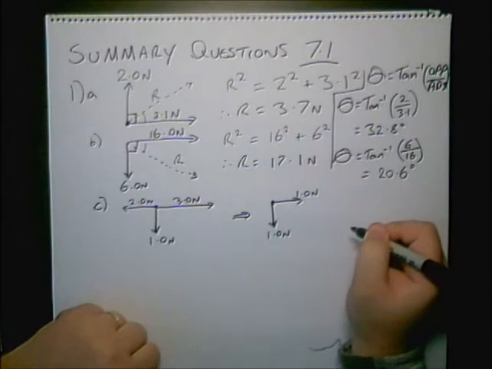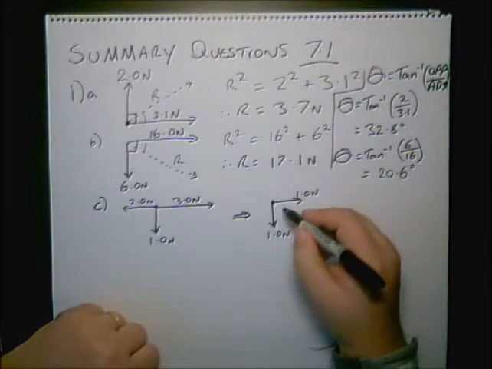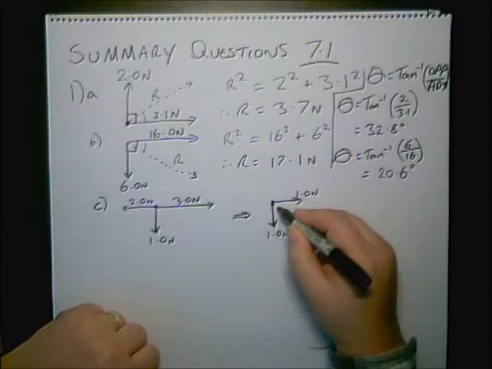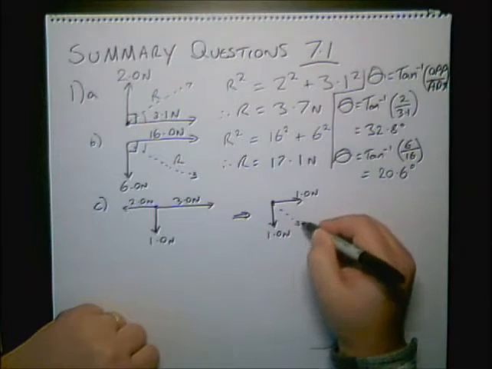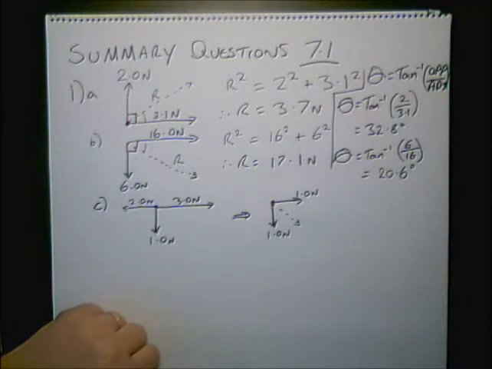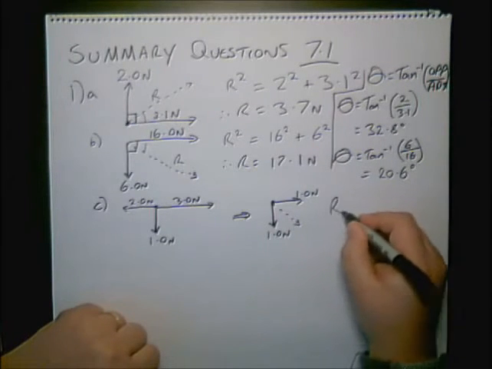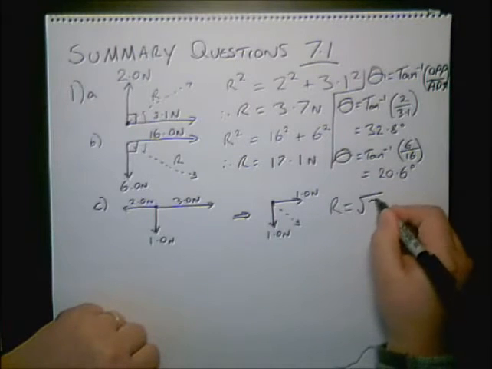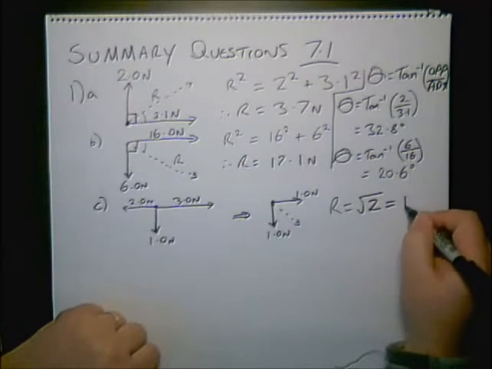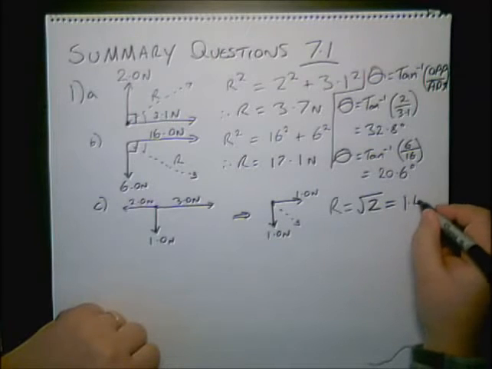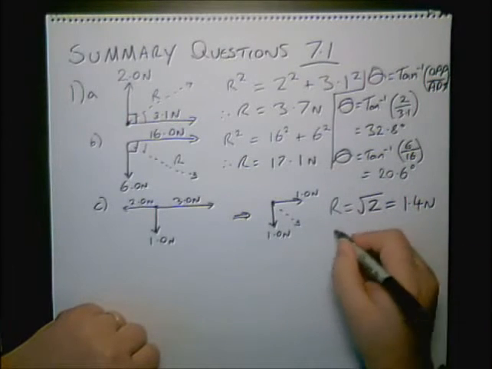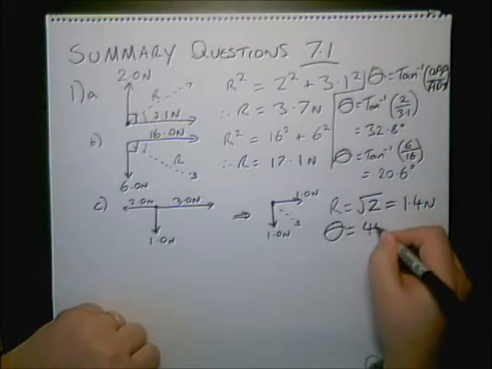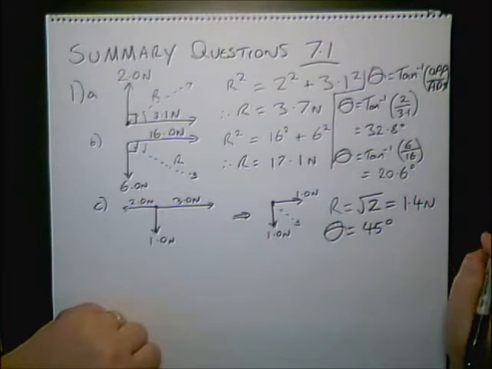Now this makes our life somewhat simpler, because these forces are now matched, which means we've formed what we call a 1-1-root 2 triangle. We can then say that the resultant will equal root 2, which is 1.4 newtons to the decimal places we've used, and theta will be 45 degrees because it's a 1-1-root 2 isosceles triangle.